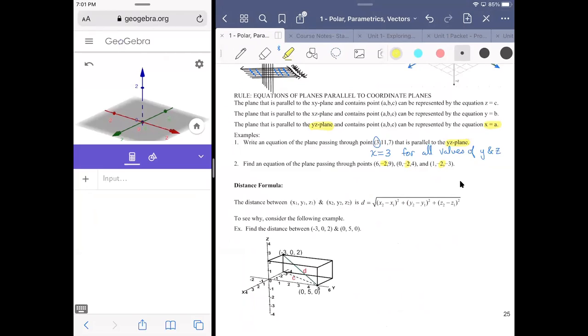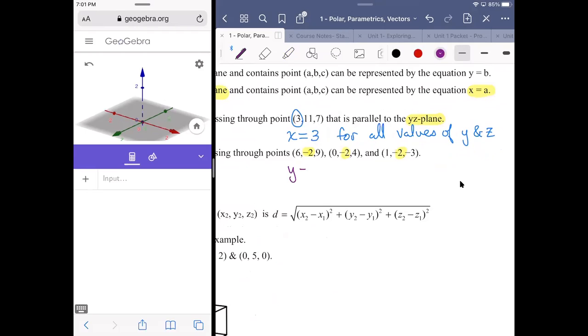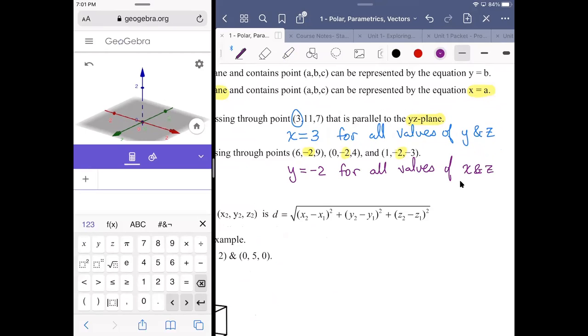right? And so in number 1, we wrote our equation as x equals 3 for all values of y and z. So really what we're getting at here is the same idea, except y is equal to -2 for all values of x and z. Now you can verify it pretty easily just by popping it into GeoGebra, y equals -2, and you can see that you have a plane.